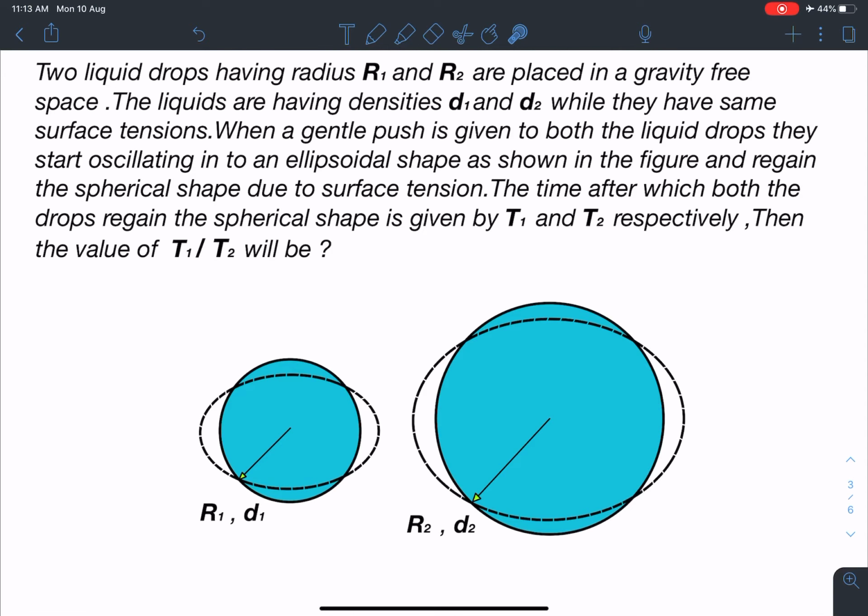Two liquid drops having radius R1 and R2 are placed in a gravity-free space. The liquids are having densities D1 and D2, while they have same surface tensions. When a gentle push is given to both the liquid drops, they start oscillating into an ellipsoid shape, as shown in the figure, and regain the spherical shape due to surface tension. The time after which both the drops regain the spherical shape is given by T1 and T2 respectively. Then the value of T1 by T2 will be.